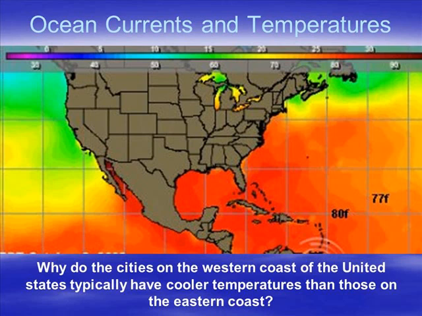Take a look at this map. Why do the cities on the western coast of the United States have cooler temperatures than those on the eastern coast? It's because of the water temperature. Notice that on the west coast, the water is cooler than that on the east coast. This is why the west coast has cooler temperatures than the east coast.